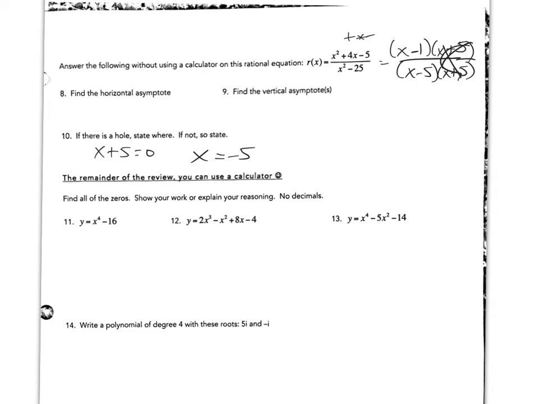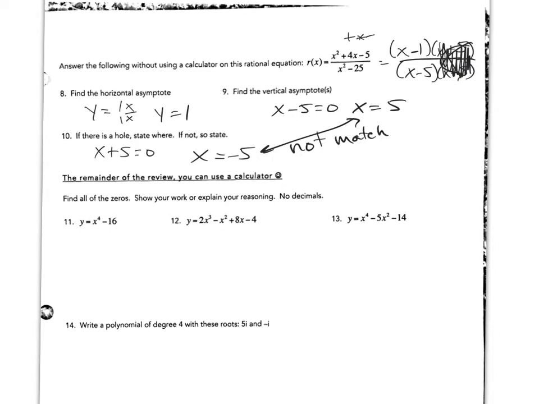Horizontal asymptote. Now if we take a look at our function, we have basically y equals x over x. We don't care about the number, so this is 1 over 1, so we get y equals 1 because the degree matches, so you use the lead coefficient. For number 9, the vertical asymptote, you take the denominator, set the denominator equal to 0, so we get x equals 5. Your hole and your asymptote should never match. If they do, you have a mistake. You can't have a hole and an asymptote at the same spot.